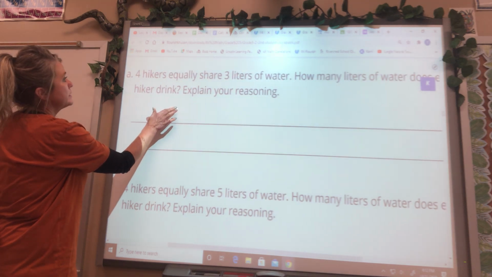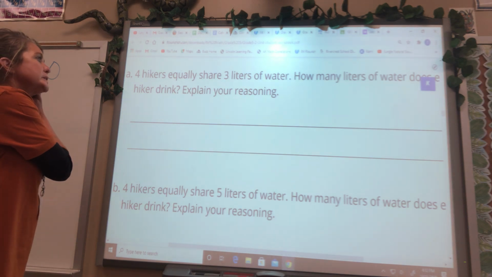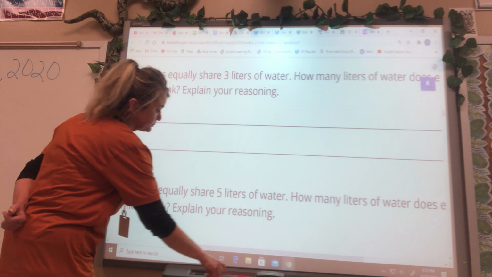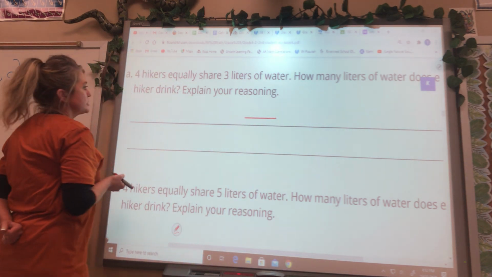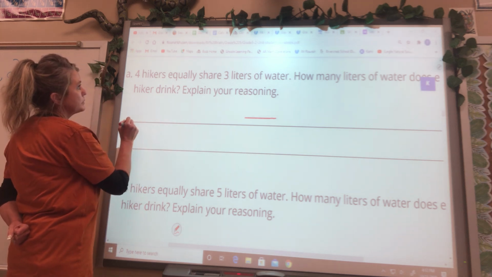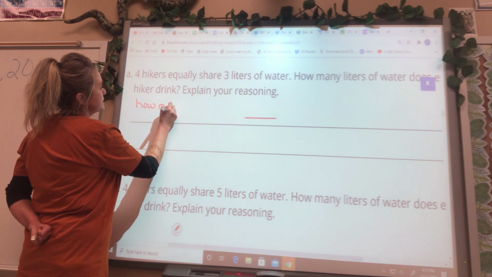Okay, on this one, 4 hikers equally share 3 liters of water. How many liters does each hiker drink? We know we're going to be looking at it as a fraction, and we've already talked about the top number will always be represented by how much altogether.